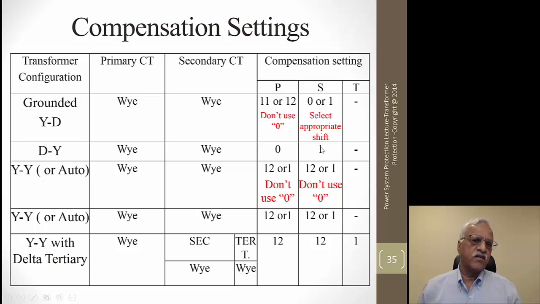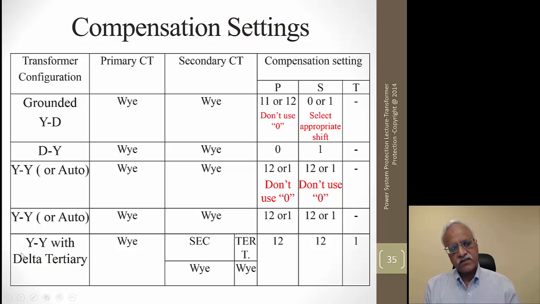That gives us IA minus IB, as we did in electromechanical relays. You can go back and look at it. Auto transformers, typically 12 or 1, don't use 0. Wye transformers, 12 or 1, same thing. These are pretty much the same, and it has been given twice here.